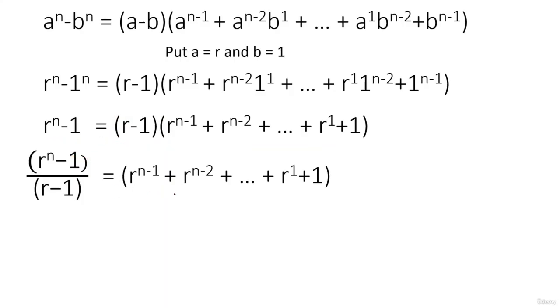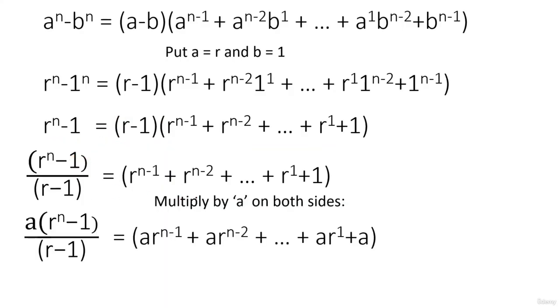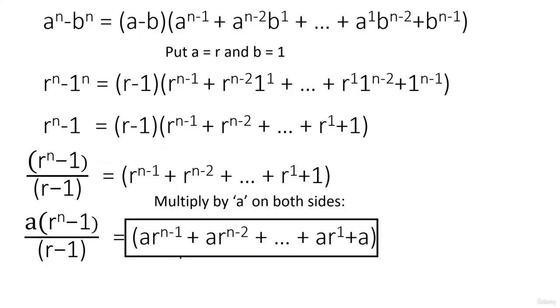Now I will multiply both sides by A. When you do that, the right hand side is A plus AR raised to 1 plus AR square plus AR cube up to AR raised to n minus 2 and AR raised to n minus 1. If A is our first term and R is the common ratio, this is the first term of the GP, this is the second term of the geometric progression, then the third term, fourth term, fifth term, this is the n minus 1 term and this is the nth term. So what you have on the right hand side is nothing but the sum of the n terms of a geometric progression.